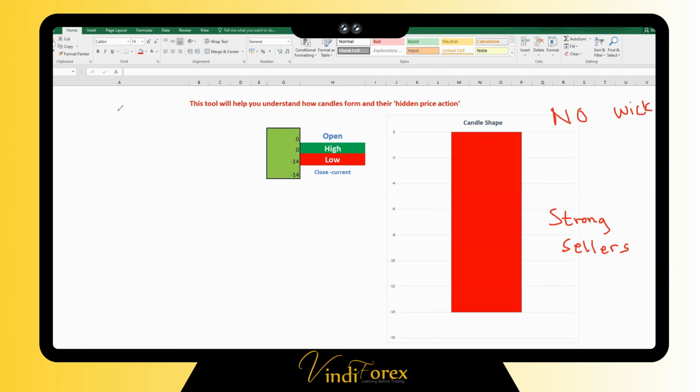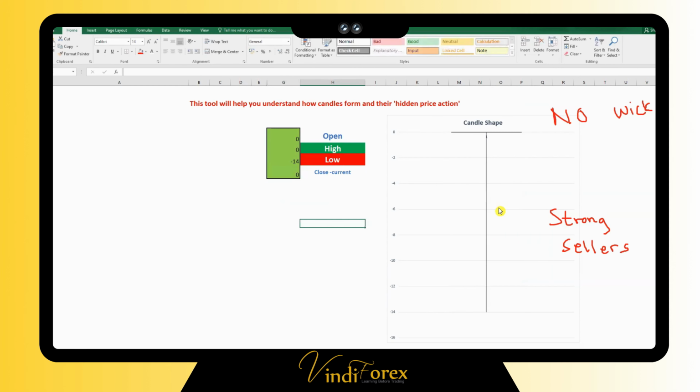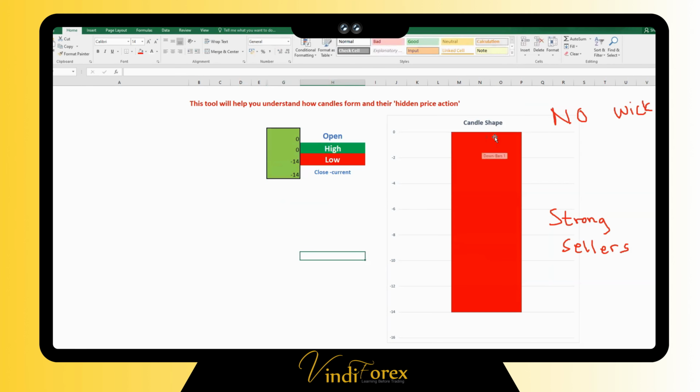Maybe you are confused as to what I mean by a wick? A wick is this line again. There are candles that are like this, and I will explain later on how these ones form. But by the end of this lesson, you should be able to tell if a candlestick is a strong signal or not. A wick is this one. But this one does not have a wick.